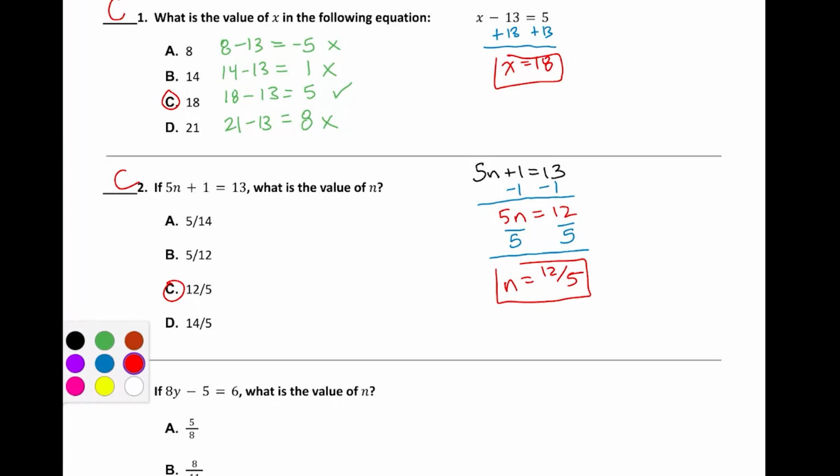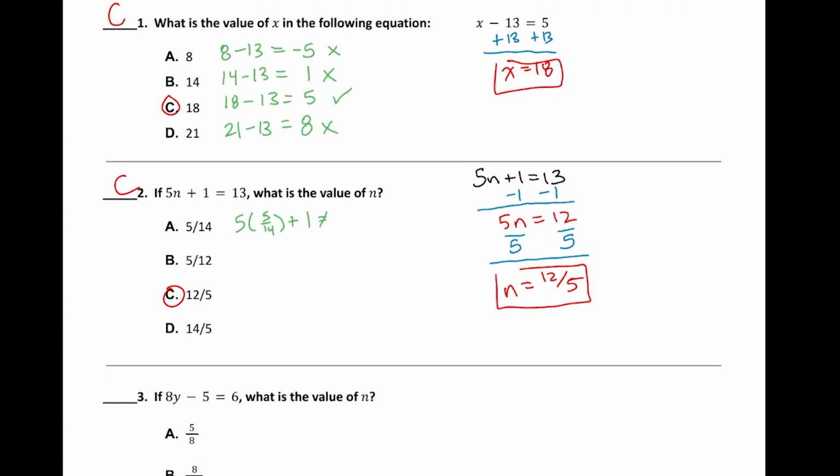But like if I try to substitute in 5/14, for instance, and I do 5 times 5/14 plus 1. Well, 5 times 5/14 is just going to be a fraction plus 1. There's no way that can equal 13 if I've got that fraction stuck in there.